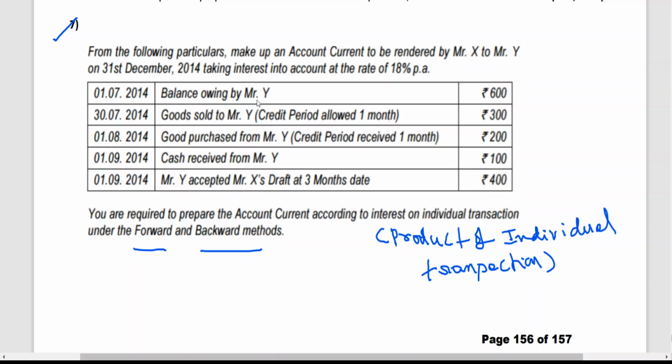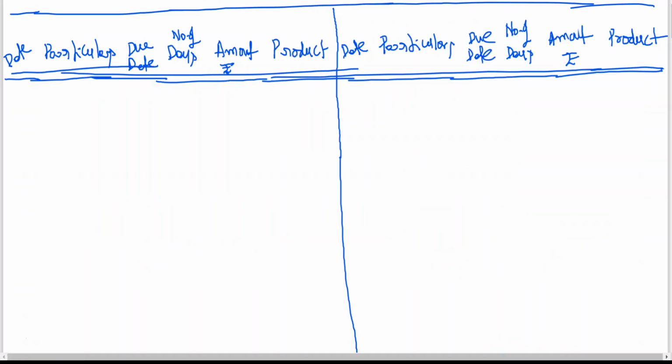Balance owing by Mr. Y, rendered by X to Y. Balance owing by Y means, in simple words, we are opening in the books of X. If you are confused, see it like this: in the books of X, I am opening which account? Y account. Balance owing by Y means the balance amount is due from Y. So it shows which balance? Debit balance.